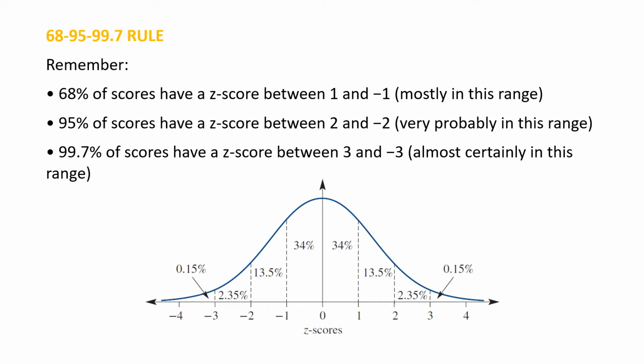Then between 2 and -2, we're going to have 95%. So 95%, we're going to take away 68% from that. And then what we've got left over, we divide that by 2, and that's going to give us 13.5%. So between 1 and 2 standard deviations is 13.5%, and between -1 and -2 is also 13.5%.